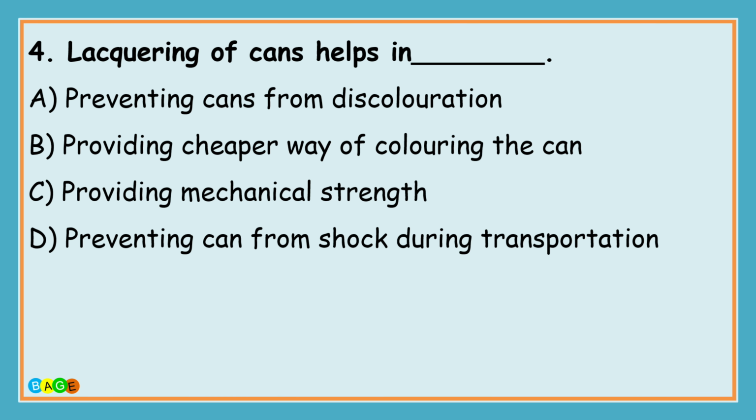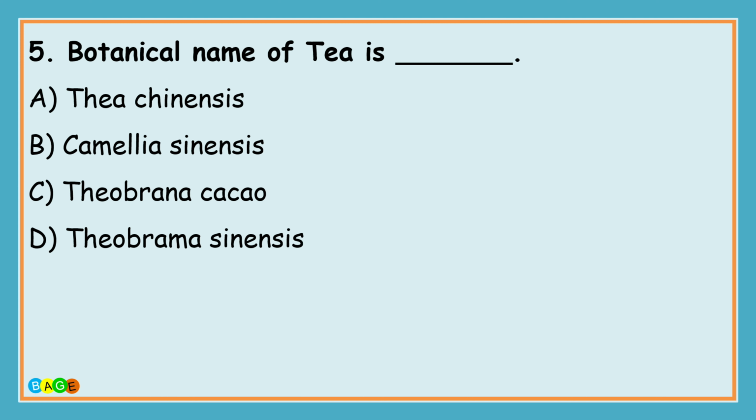Question number 4 is lacquering of cans helps in dash dash dash, and the options are A preventing cans from discoloration, B providing cheaper way of coloring the can, C providing mechanical strength and D preventing can from shock during transportation, and the correct answer is preventing cans from discoloration. Question number 5 is botanical name of tea is dash dash dash, and the options are A Thea sinensis, B Camellia sinensis, C Theobroma cacao and D Theobroma sinensis, and the correct answer is option B Camellia sinensis.